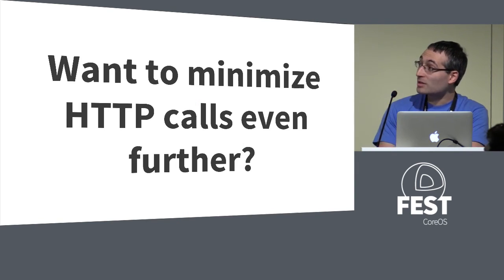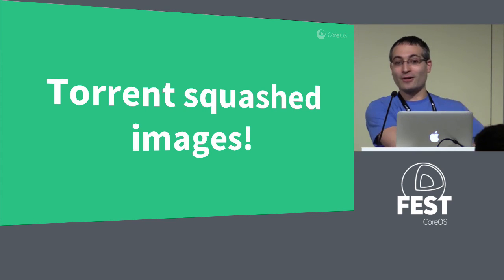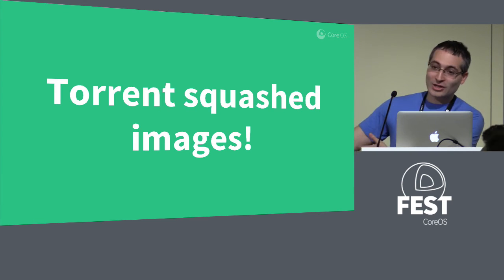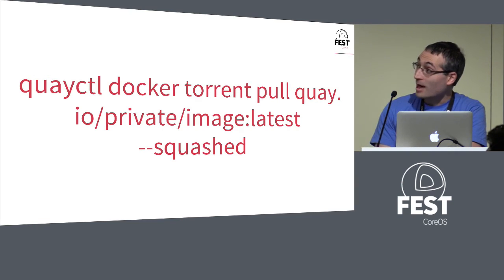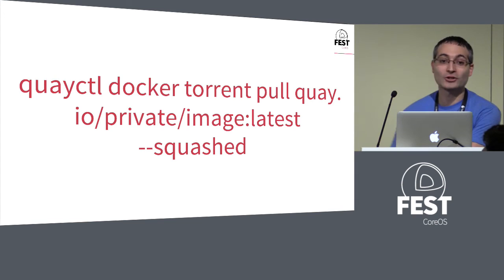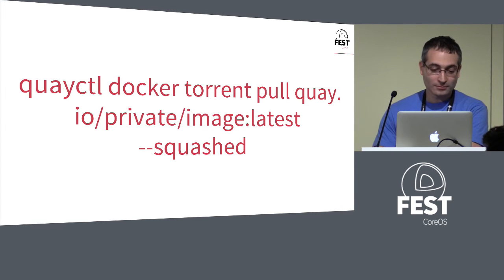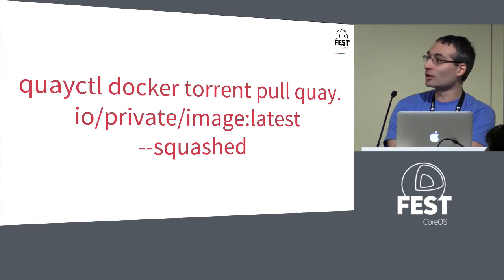So what if we want to minimize the number of calls even further? Torrent squashed images. So let's take our first benefit, combine it with our second, and make it even better. How do we do that? Add --squashed onto our Docker torrent pull, and it'll just pull down the squashed version of that image in real time via torrent and share it amongst the cluster.